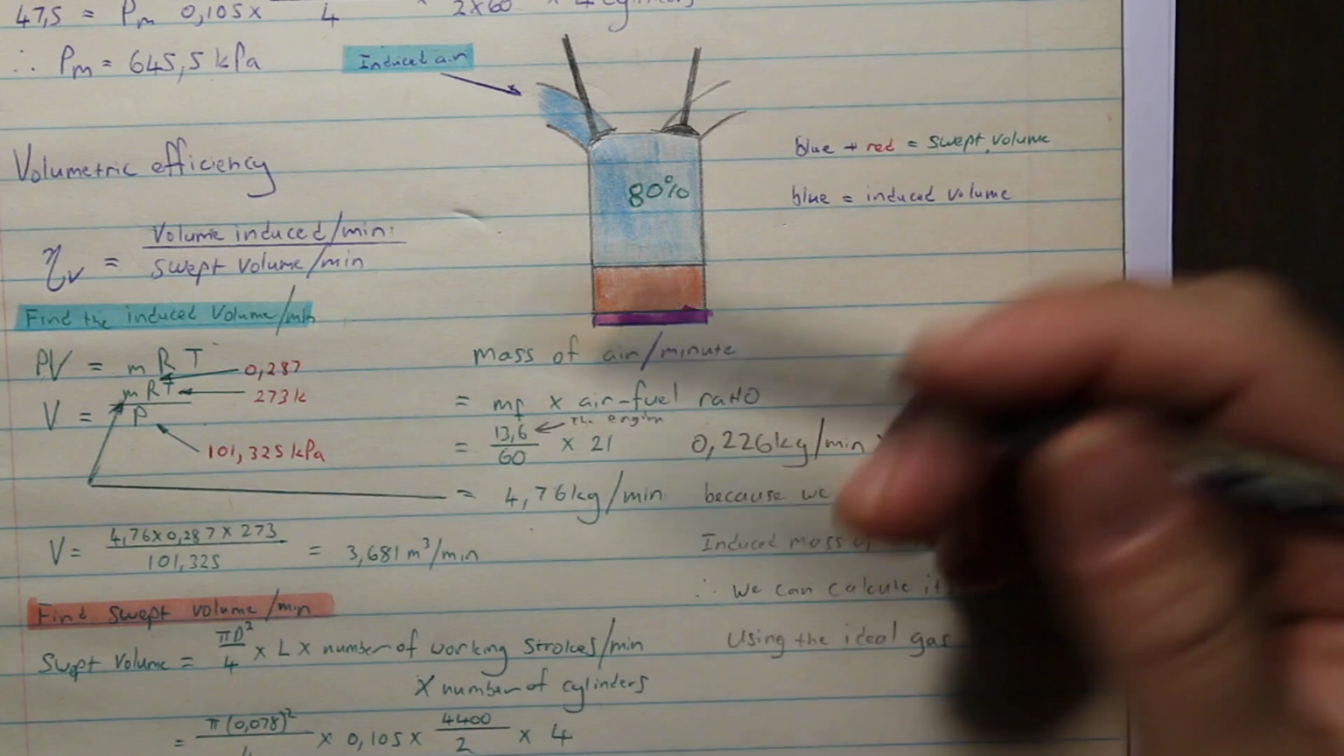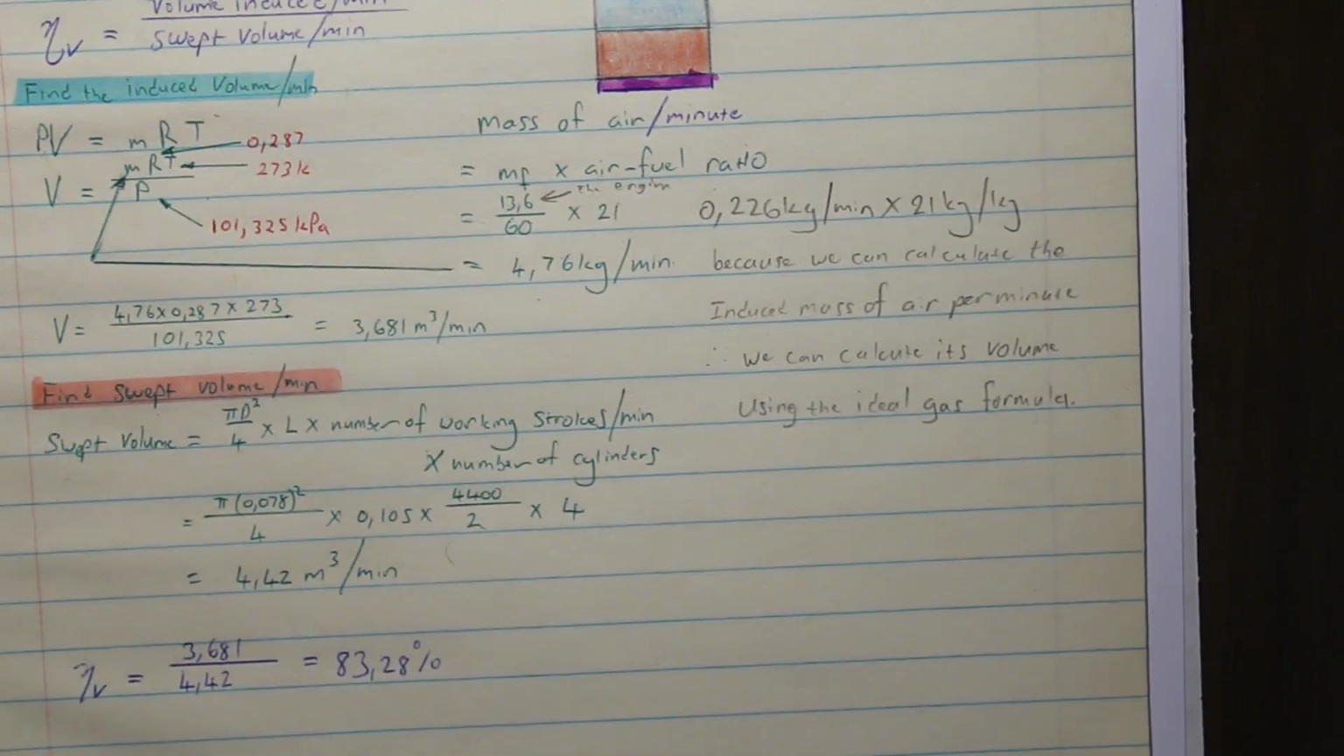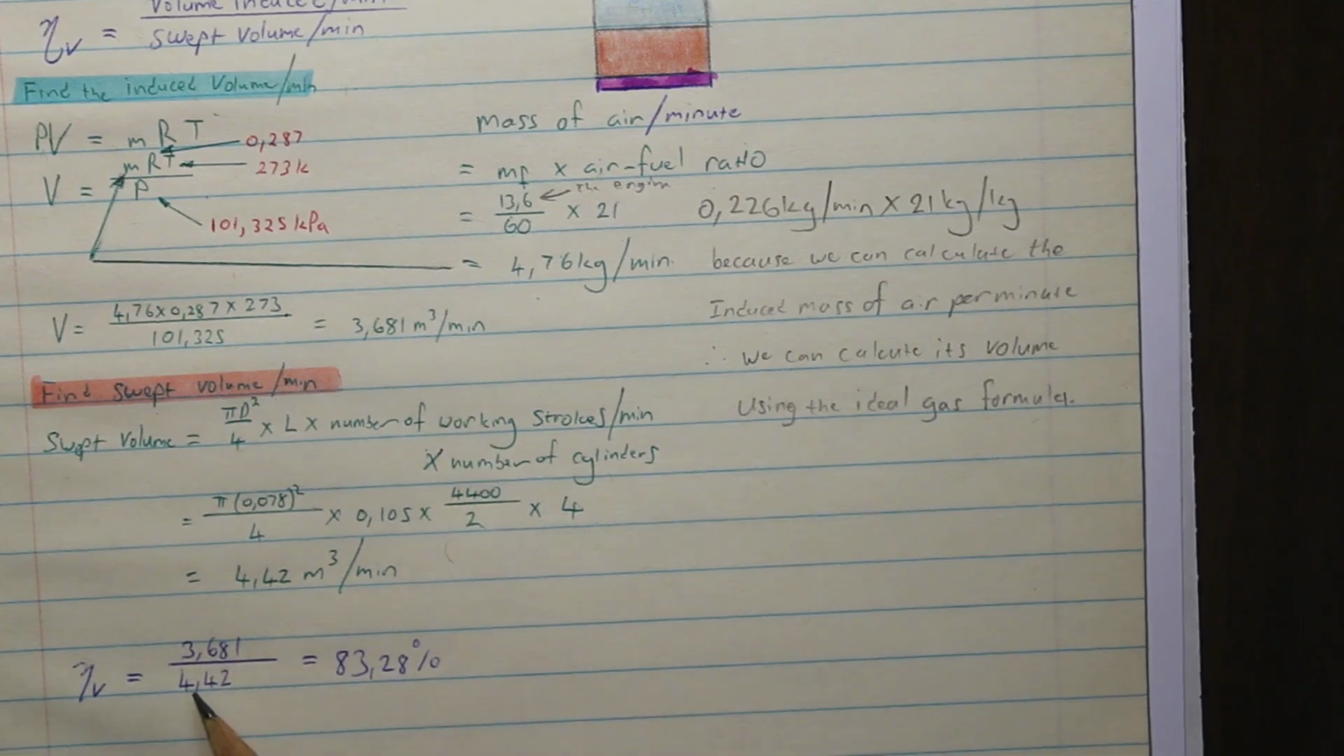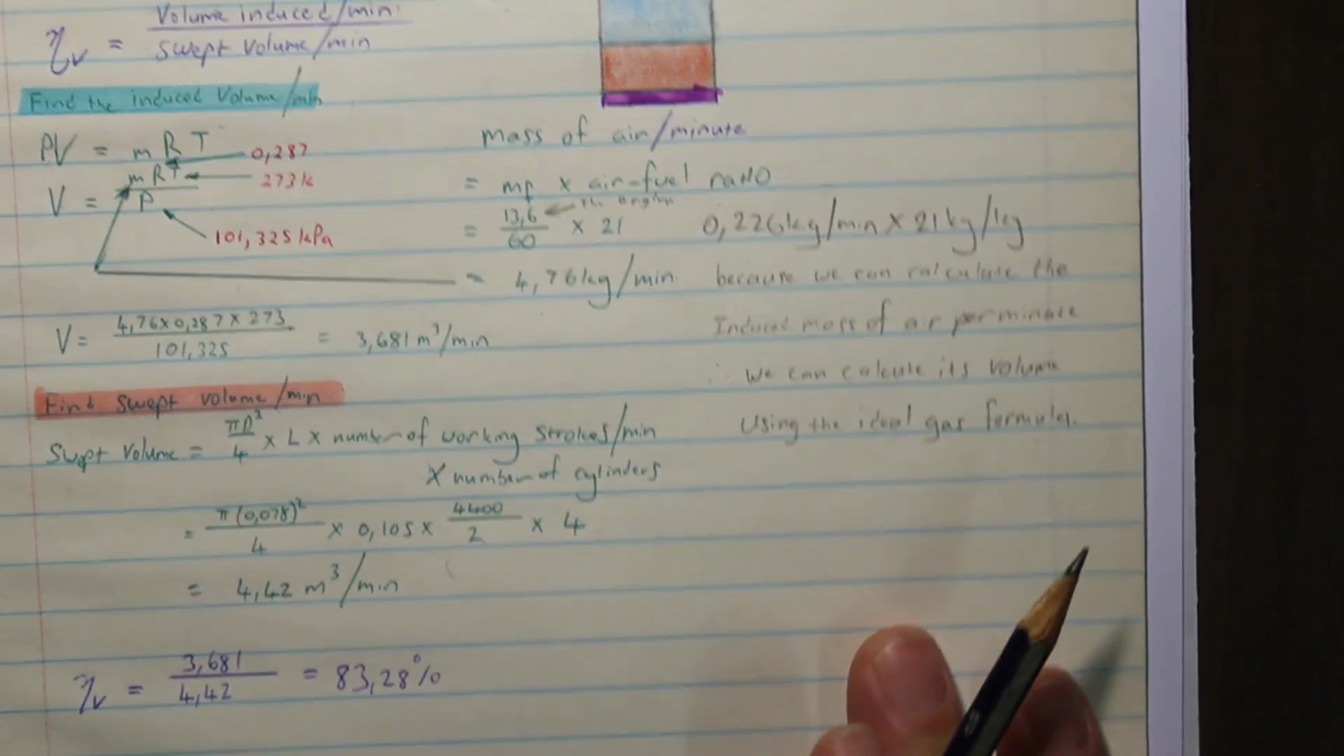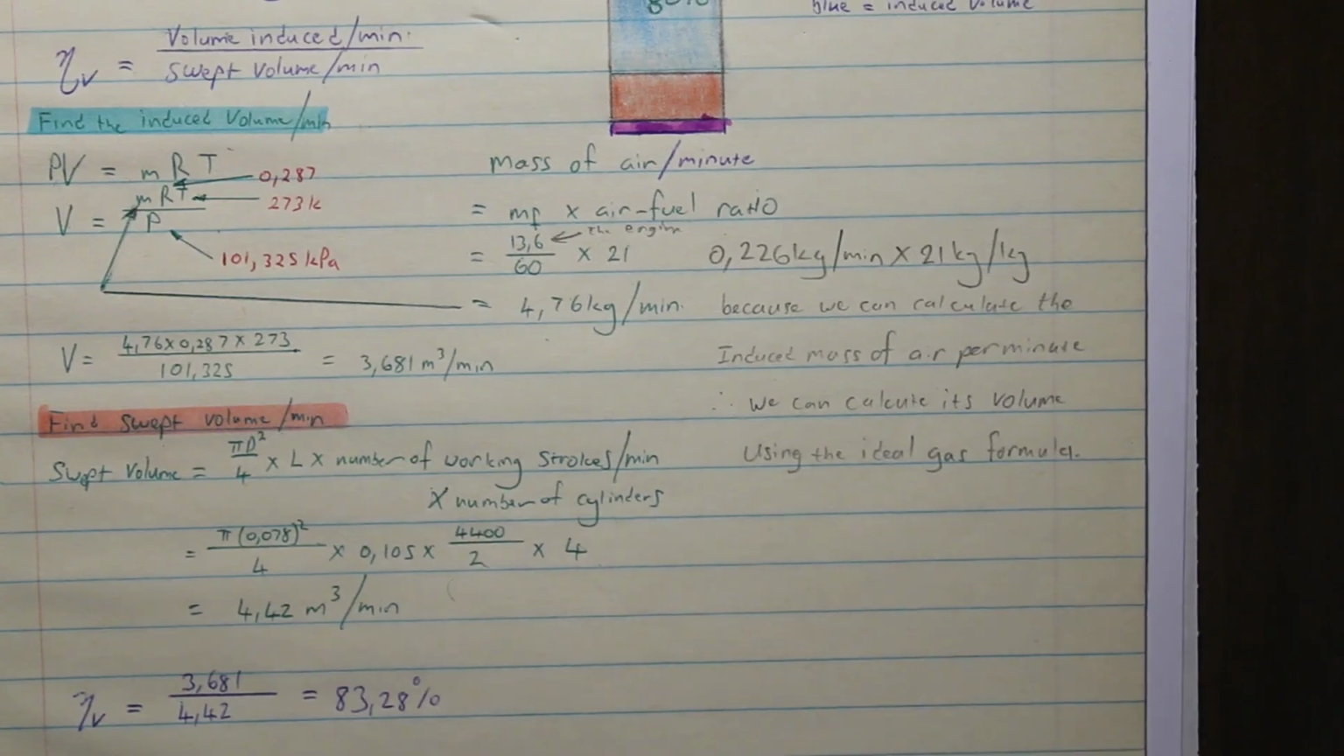So now we can calculate what the volumetric efficiency is. So it's 3.681 meters cubed per minute over 4.42 meters cubed per minute equals 83.28%. Okay, so that is the effectiveness of the breathing of this engine.